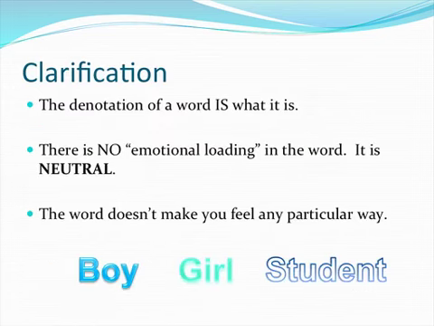The point is that denotation of a word is what it is. There is no emotional loading on that word. It's just a neutral description of that item. When you see that word, you shouldn't necessarily feel any particular way. Boy describes a male person, girl, student. They just label some noun, some person, place, thing. It is just a labeling word. And so that is denotation.